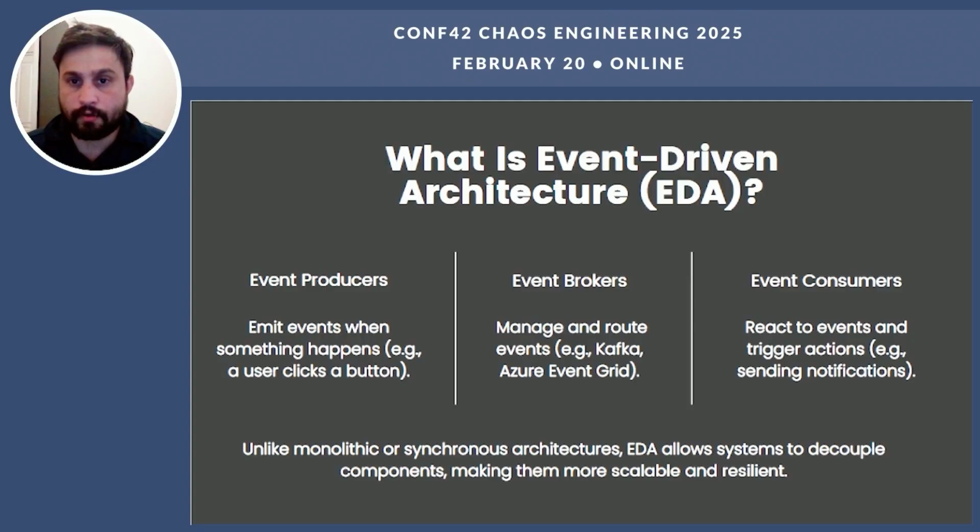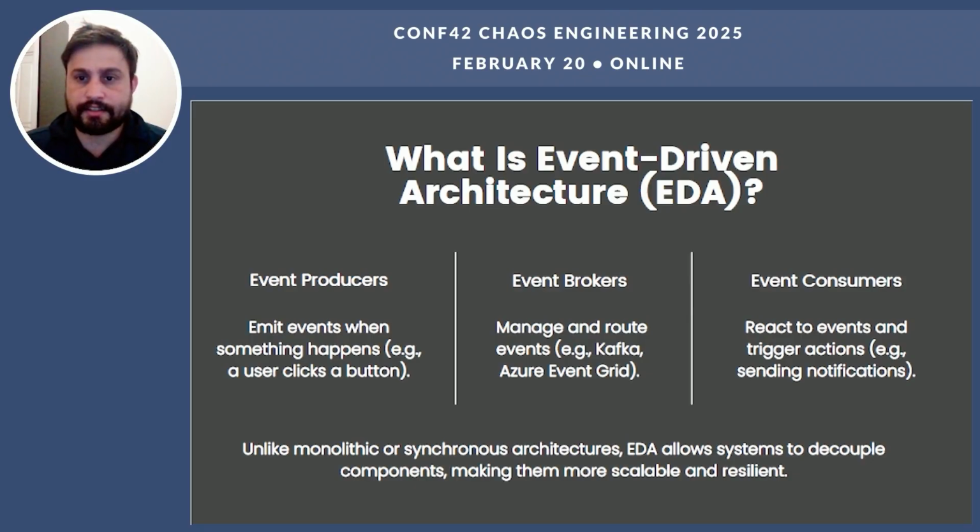EDA consists of three key components. Number one is event producers. These are components that generate events when something happens. For example, in an e-commerce system, an event producer could be a user clicking the buy now button, which may trigger an event.